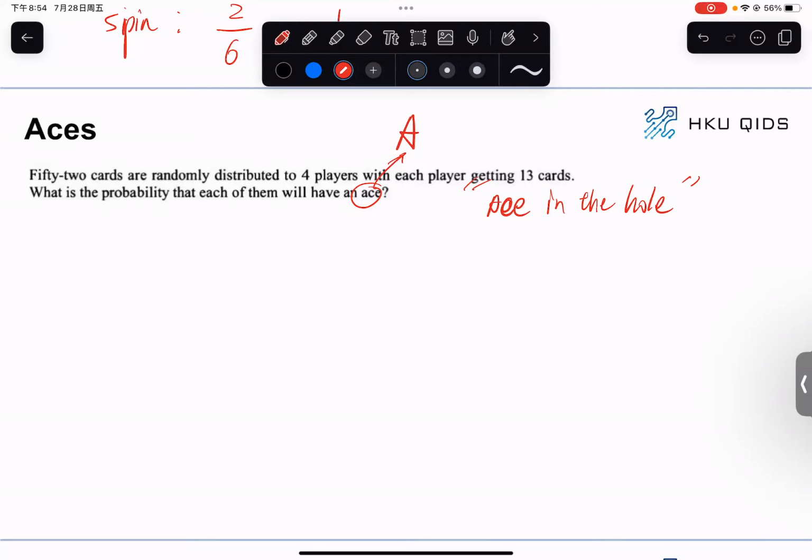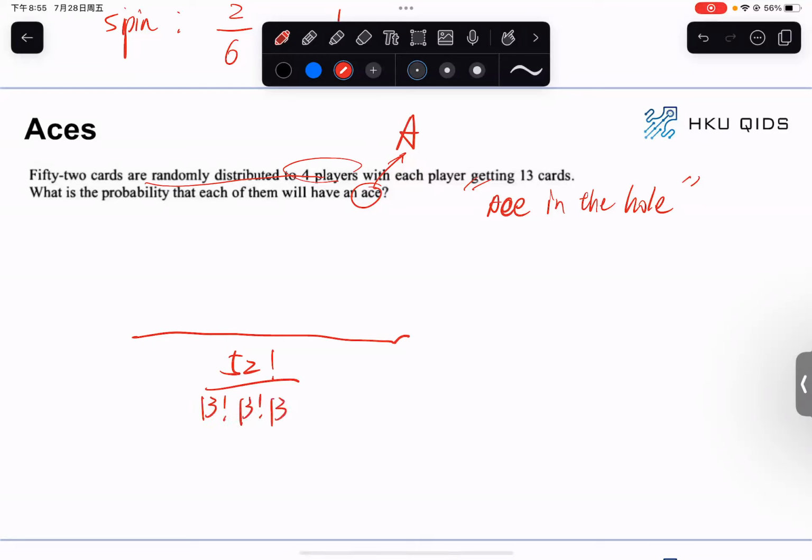This is actually a good question, combining conditional probability with permutation. So let's first find all the permutations we could have if we are just randomly distributing to 4 players. We know there are in total 52 cards, so the permutation is 52 factorial. And we are going to distribute it into 4 groups, each has 13. So this is going to be the number on the denominator, okay?